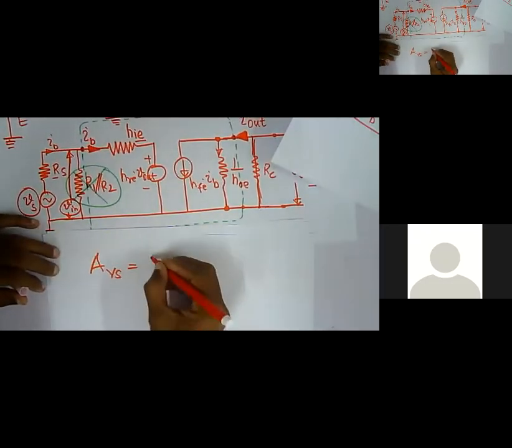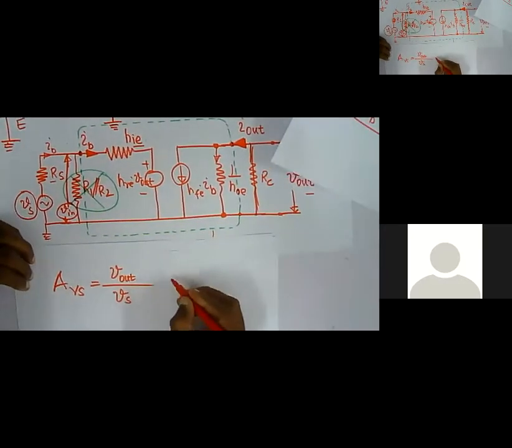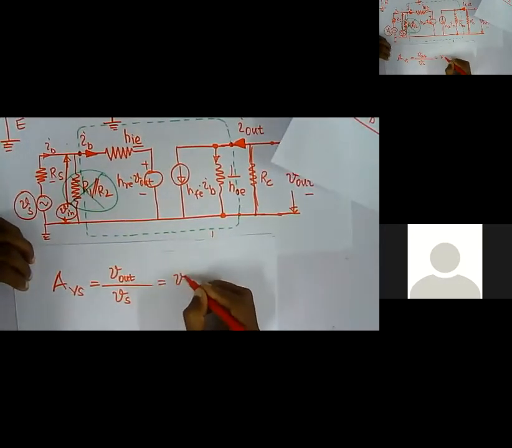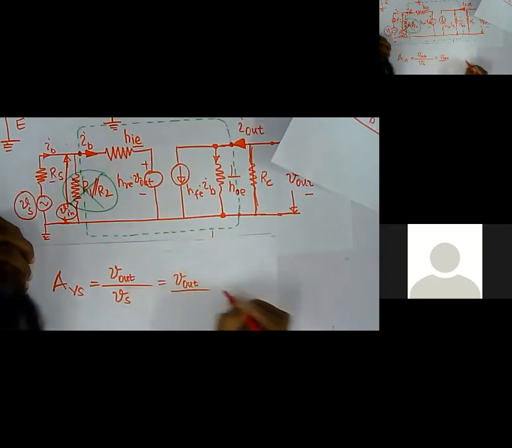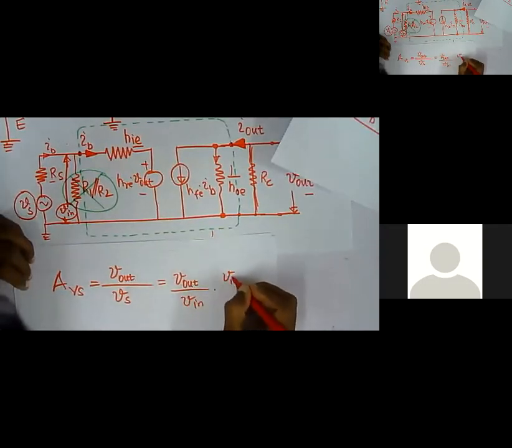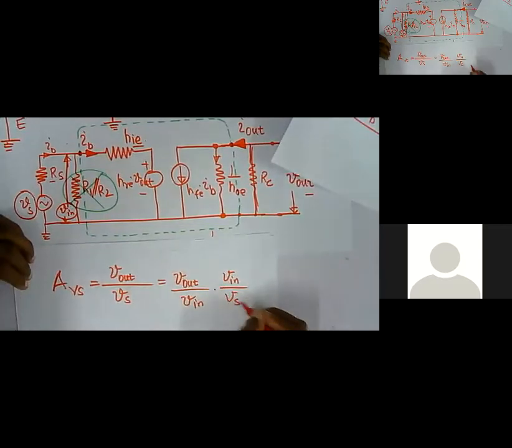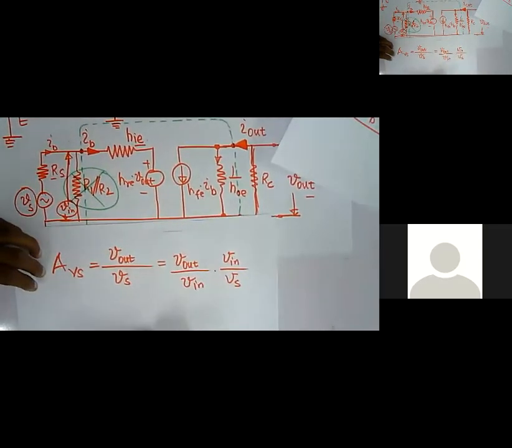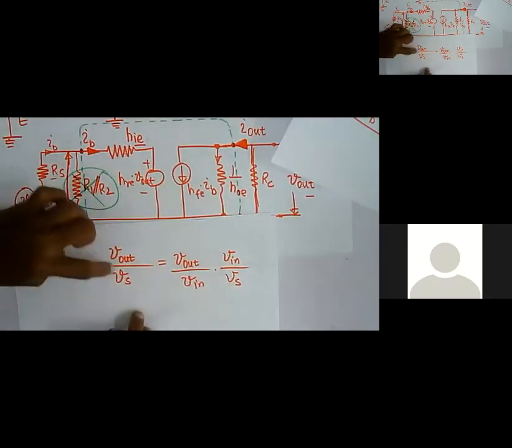Vs, right? We can mark it as AVS, which can be defined by V out divided by Vs. I can rewrite this one as V out divided by V in into V in divided by Vs. Am I right? So V in gets cancelled. So that will be V out by Vs, which is this one, right?